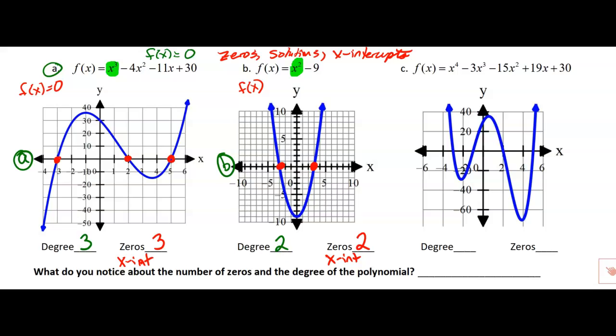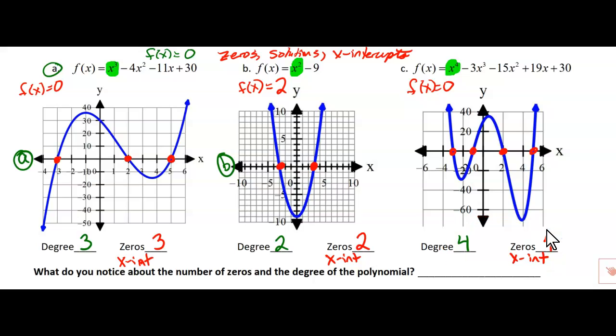And then let's look at the last graph. So again, zeros where my equation is equal to 0. And then looking at the graph, I can see that there are 4 places, 4 zeros, where I cross the x-axis or have my x-intercepts. What is my degree on this one? X to the 4th. 4 is the largest exponent, so the degree is 4. Okay? All right. So what I should notice here is that the degree and the zeros are all exactly the same.